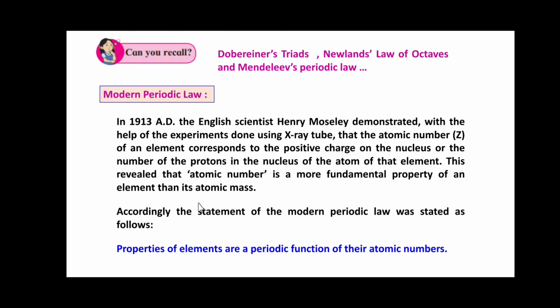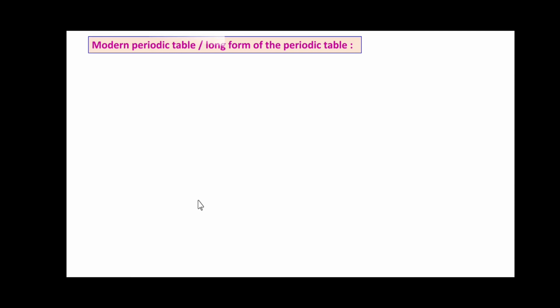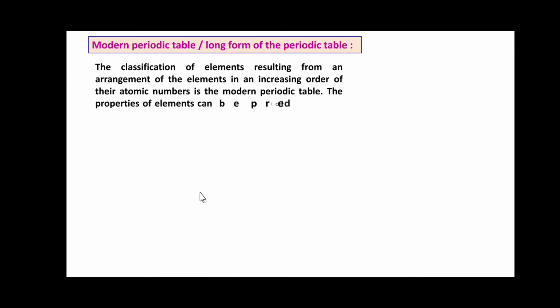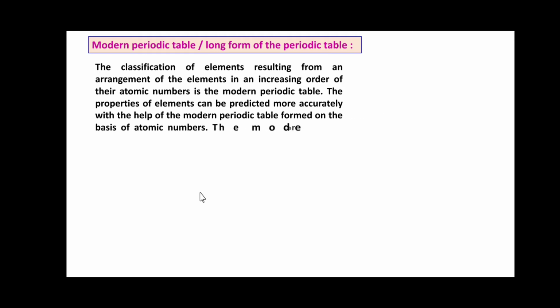So friends, now the question arises: how is the modern periodic table, also called the long form of the periodic table, arranged? The classification of the elements resulting from an arrangement of the elements in increasing order of their atomic numbers is the modern periodic table. The properties of the elements can be predicted more accurately with the help of the modern periodic table formed on the basis of atomic numbers. So the modern periodic table is also called the long form of the periodic table.